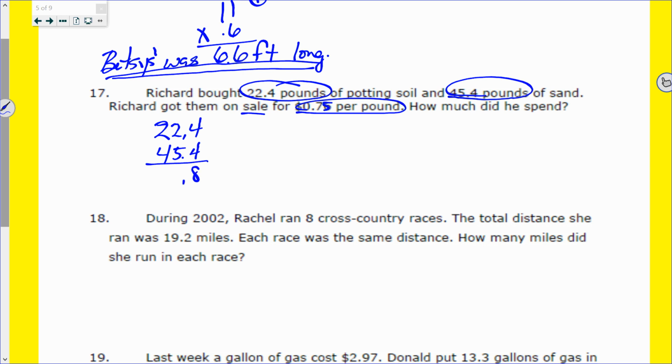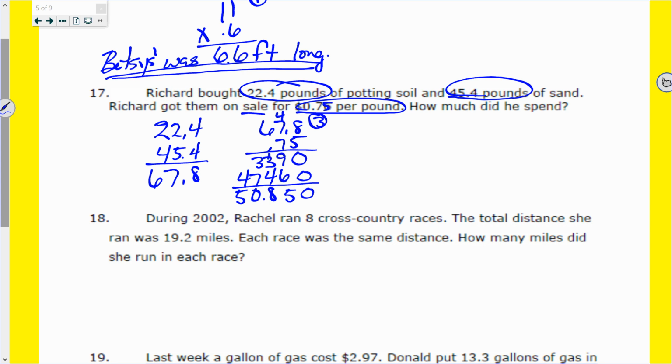Gives us 67 and 8/10. All of those are at 75 cents a pound. Gives us 40, 35, 39, 33, 56, 49, 54, 47. So we spent a total of $50.85, because I had 3 decimal places that I needed to go into my answer. So Richard spent $50.85.